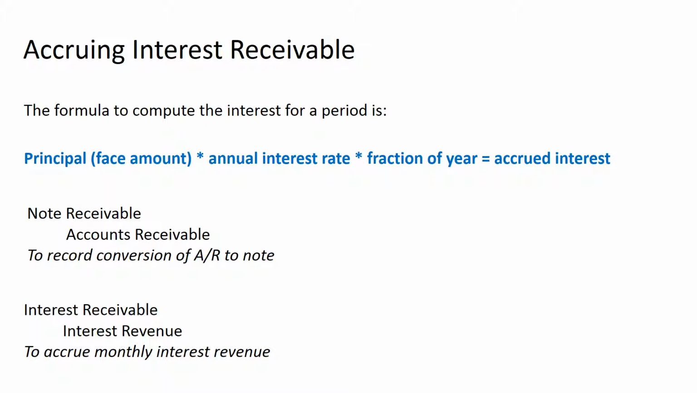If your company converts a customer's overdue accounts receivable to a note, the customer will not pay either interest or principal until the note is due. When the accounts receivable is converted to a note, 2 entries are required. The first entry is to record the new note, debit note receivable, credit accounts receivable to record conversion of accounts receivable to note. The second entry is to accrue the first year's interest, debit interest receivable, credit interest revenue to accrue monthly interest revenue.